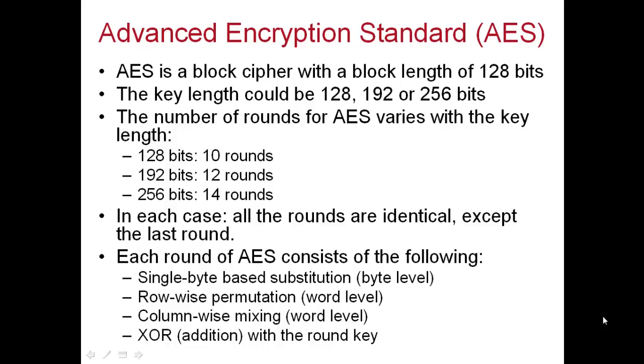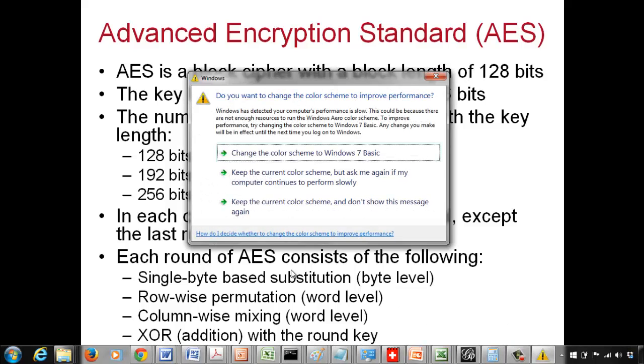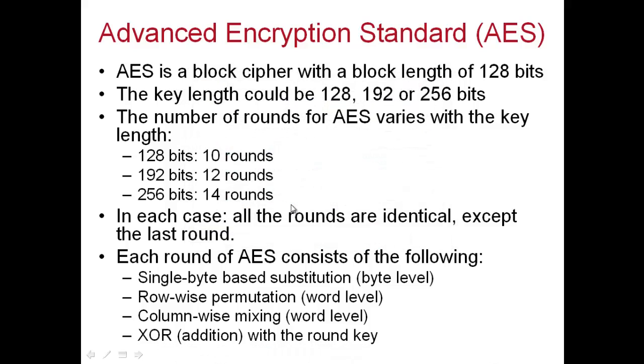Each round consists of the following sub-steps. There's a substitution step that's done at the byte level. Then we have two permutation steps. One is a row-wise permutation, and the other is a column-wise mixing of the columns, both done at the word level. Then there is an XOR operation done with the key for a particular round. We are going to see the details of each of the sub-steps.